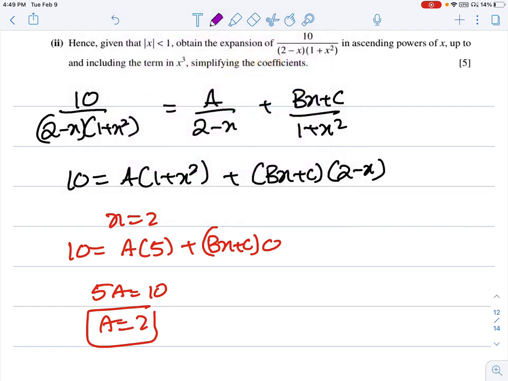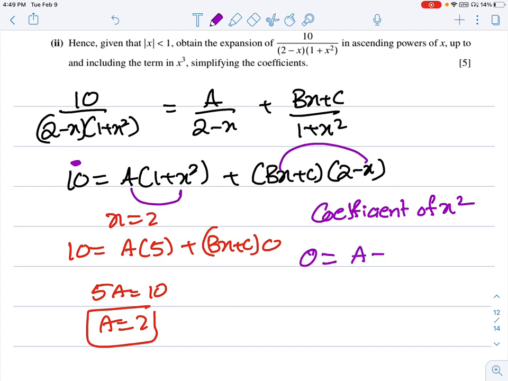Then next, what should I do? Comparing the coefficients of x square. There is no x square over here, so 0 on the left side. a minus b, because a times x square is ax square, bx times minus x is minus bx square. So a is equal to b, so b is also equal to 2.